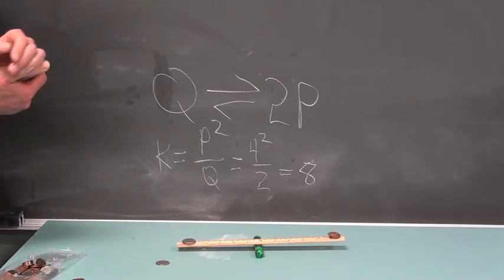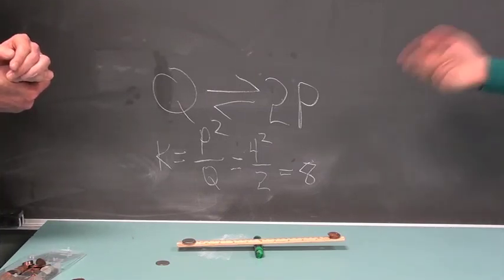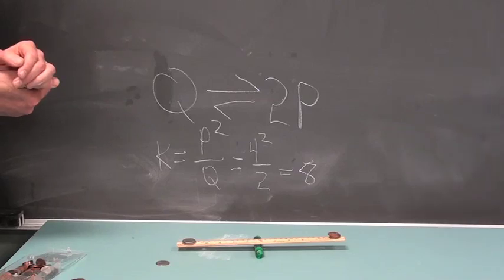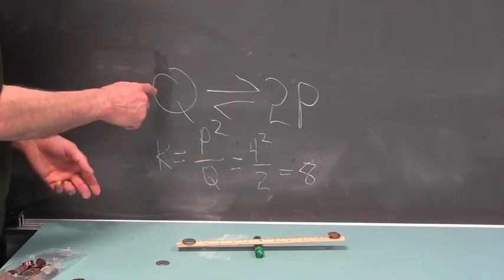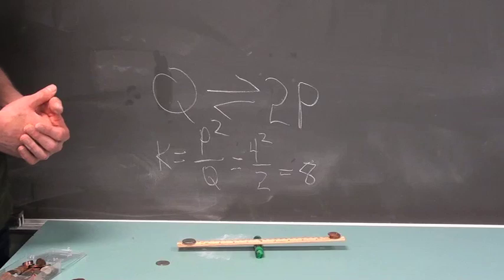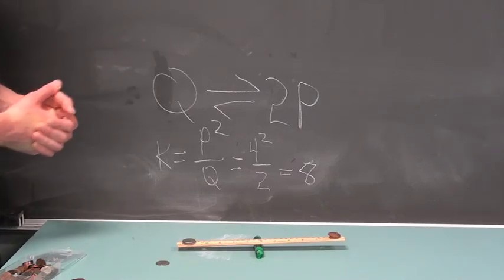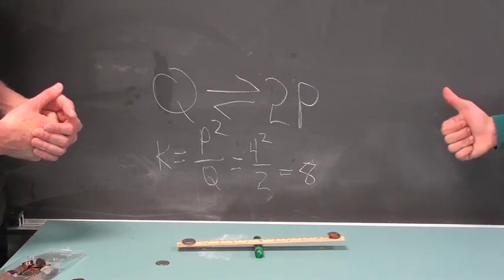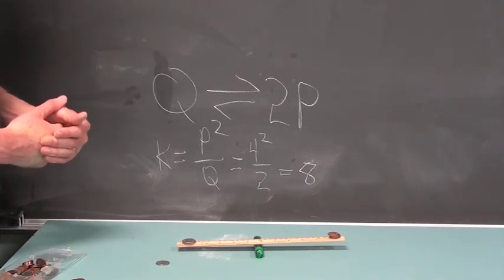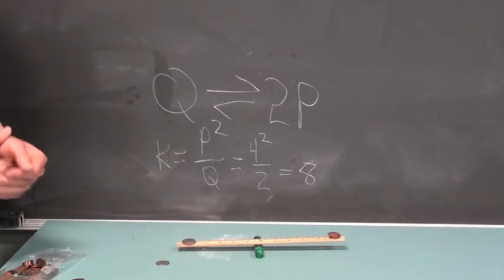Note that when we added 2 quarters, they both didn't get converted to pennies. Only one of them did, and it produced 2 pennies because that's what the stoichiometry is. I like that stoichiometry, especially if I have pennies and somebody is willing to convert them into quarters. Be rich.